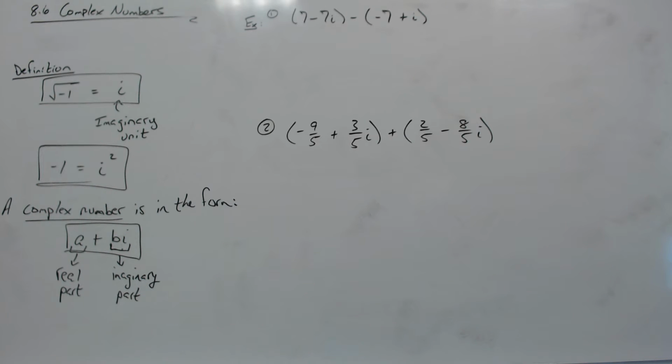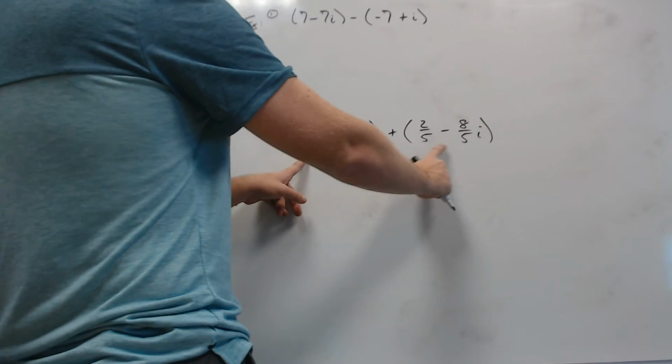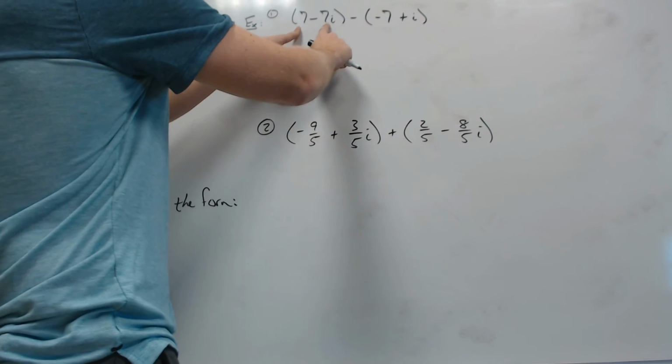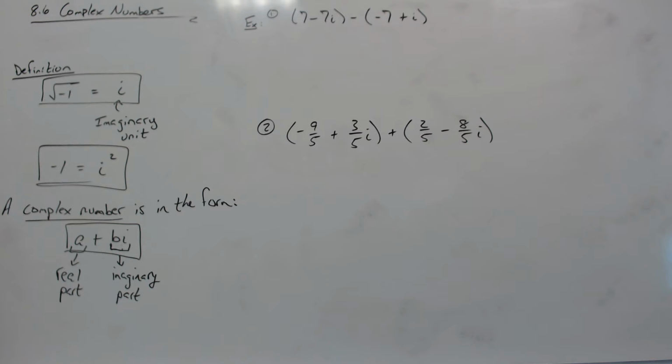And really, i works the same way a variable does. If I'm going to add and subtract complex numbers, like over here where I'm adding complex numbers together, I've got a real and imaginary part, a real and imaginary part. Same deal, real, imaginary, real, imaginary. And I'm just going to be adding and subtracting them, so I'm just going to combine like terms. There's nothing out of the ordinary here.